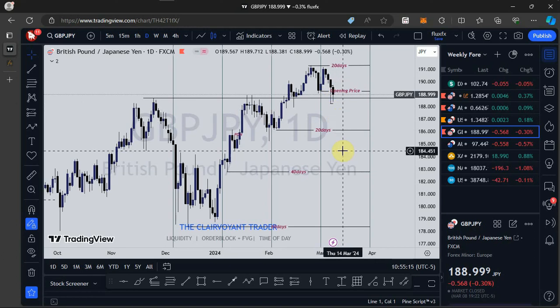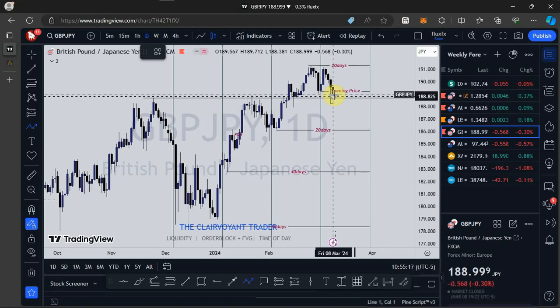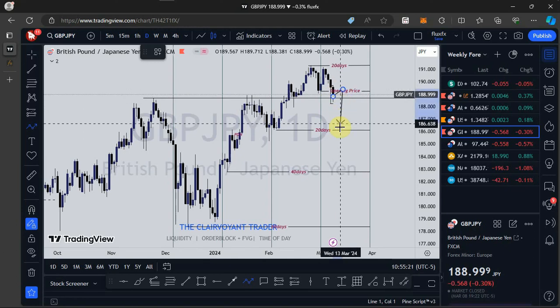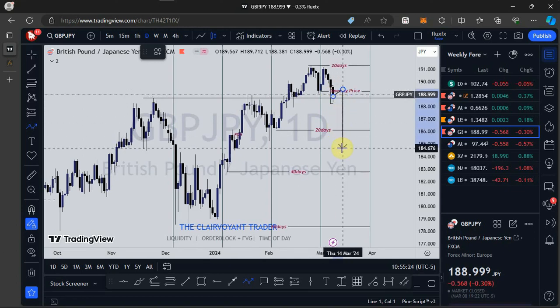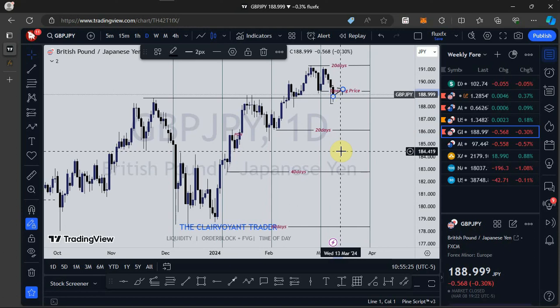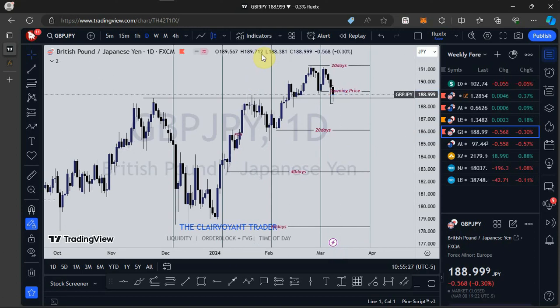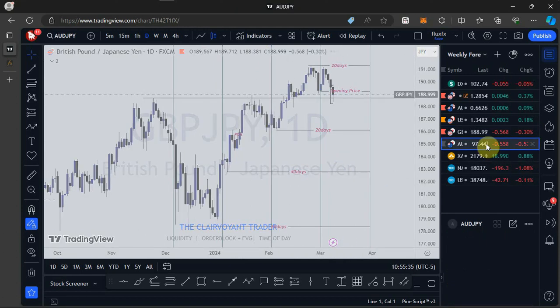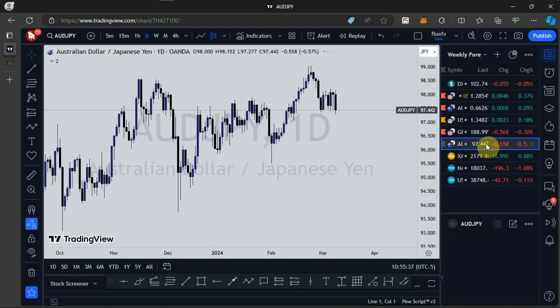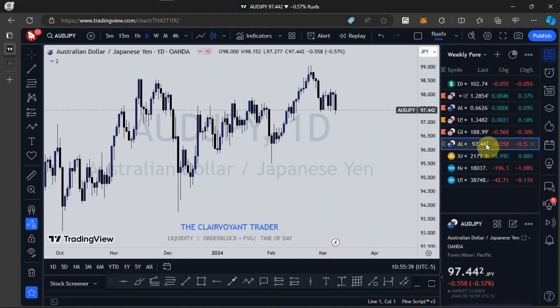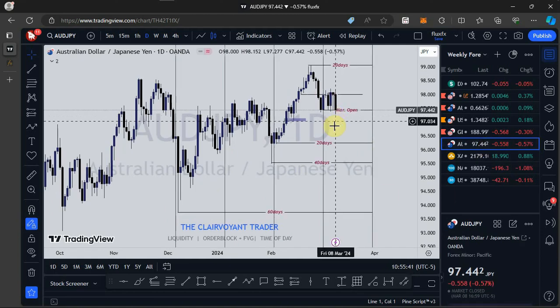So going into next week, I want to see price push a little bit up, then you see a push to the downside, taking out the previous 20-day low. So for GBPJPY, I'll be looking out for bearish prices going into next week. That is just that for GBPJPY. Let's go to what is happening on AUDJPY. For AUDJPY, same plan, I'll expect to see price push to the downside.